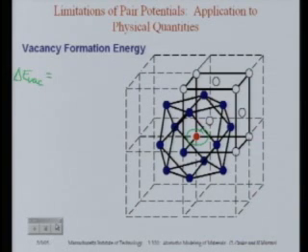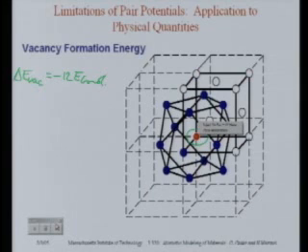Okay, what do I destroy? I destroy 12 bonds, because this atom is coordinated 12-fold in FCC. So I destroy 12 bonds. So I lose 12 times the bond energy. But then, of course, I put it back somewhere in the bulk. And so I gain the cohesive energy of one atom.